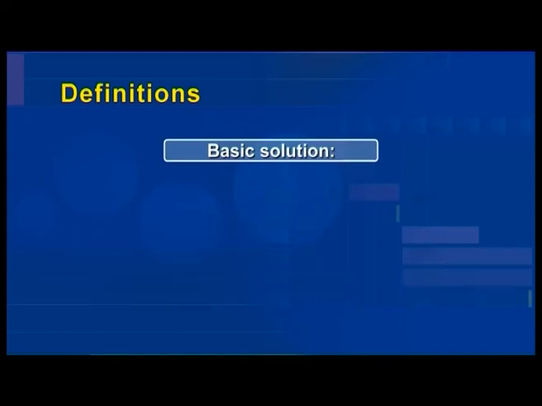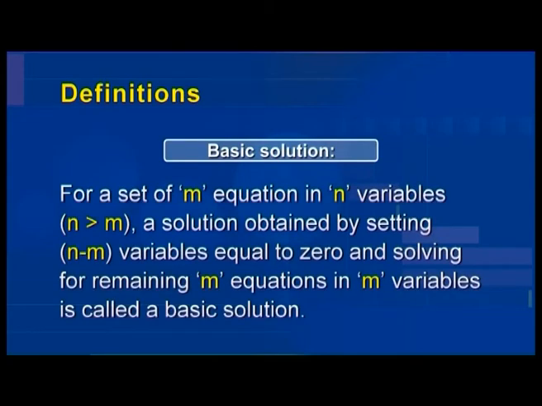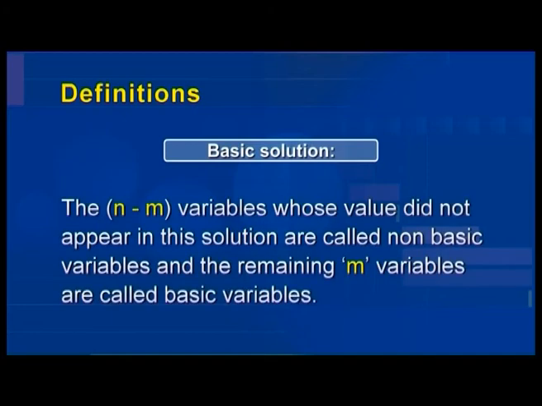Basic solution. For a set of m equations in n variables, n greater than m, a solution obtained by setting n minus m variables equal to 0 and solving for the remaining m equations in m variables is called a basic solution. The n minus m variables whose values did not appear in the solution are called non-basic variables, and the remaining m variables are called basic variables.